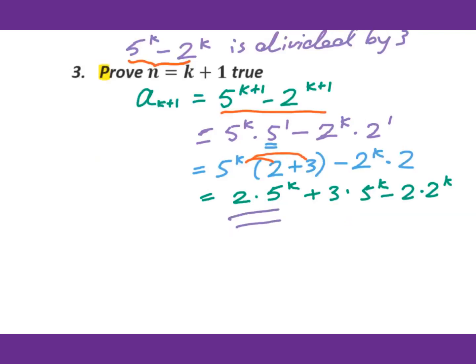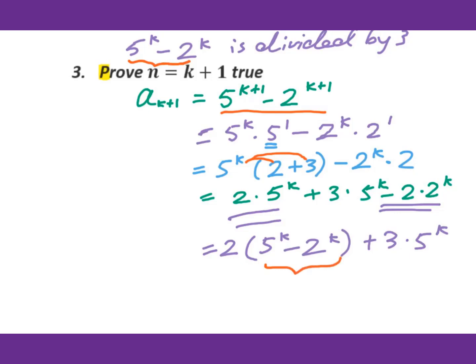Then common factor is 2. Therefore, I take 2 outside. 5 to the k's power minus 2 to the k's power plus 3 times 5 to the k's power. We know this one can be divided by 3. This expression can be divided by 3 because 3 is a factor.